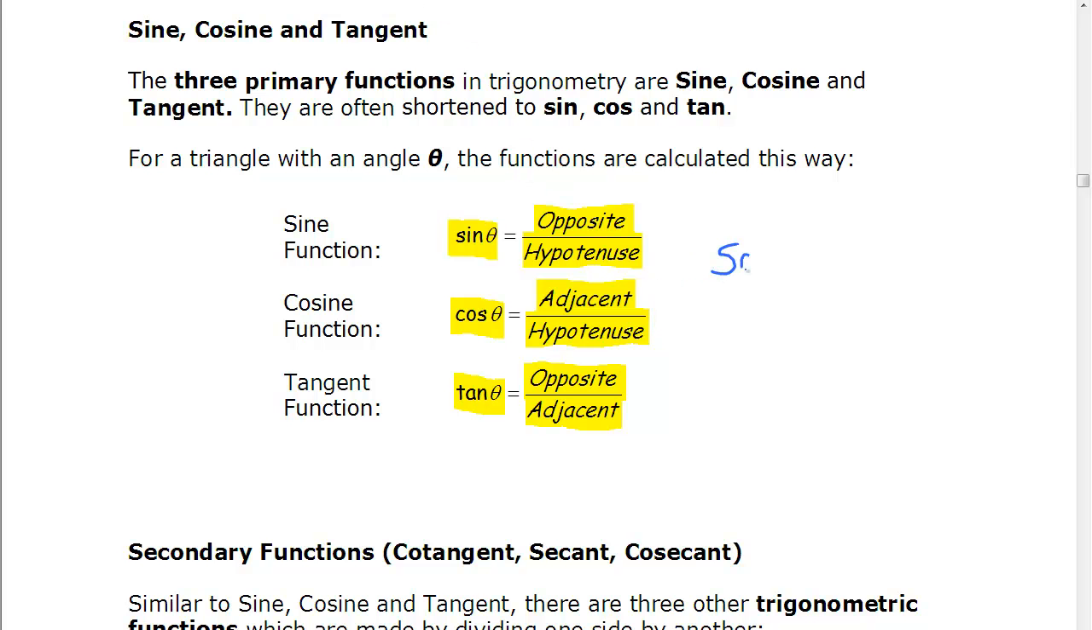Some students have seen this, a word called SOHCAHTOA. We can use SOHCAHTOA to remember that sine is opposite over hypotenuse, cosine is adjacent over hypotenuse, and tangent is opposite over adjacent. We're going to use sine, cosine, tangent functions a lot in this chapter and this topic of the course, so it's very important that you have a good handle, a good idea of how to use those.